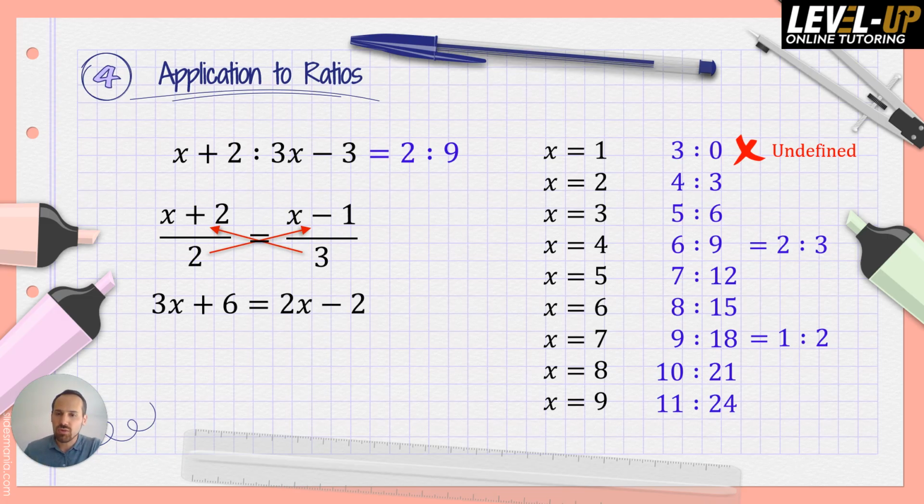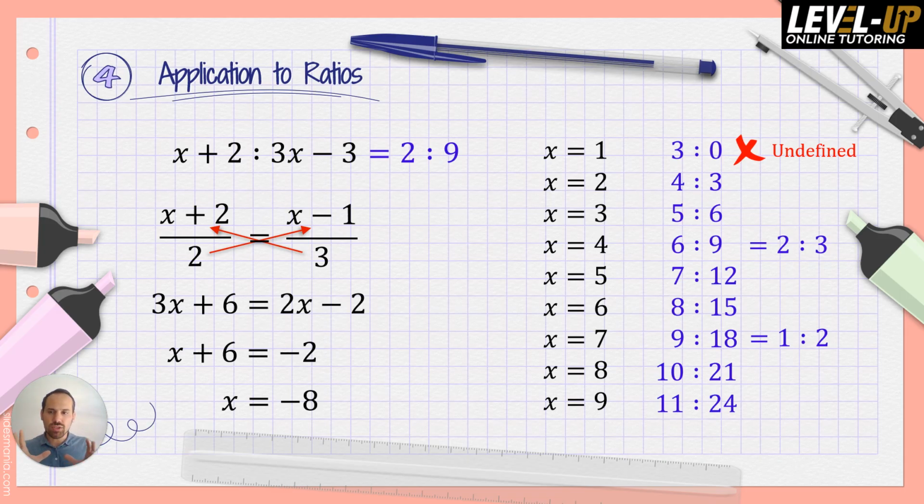Now we've got this that we know how to solve. Like we can subtract 2x from both sides to get x plus 6 is equal to minus 2. And then simply subtract 6 from both sides. We get x equals minus 8. So there you go. That's how we would solve a problem like that.